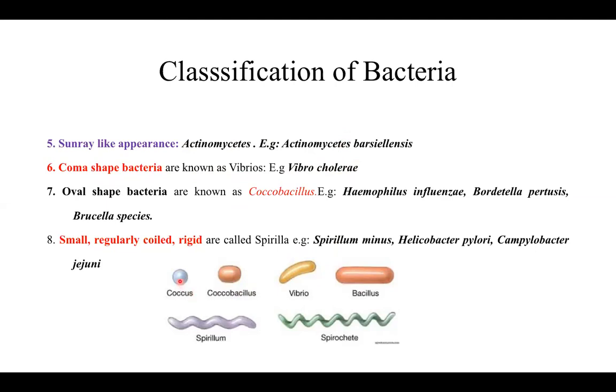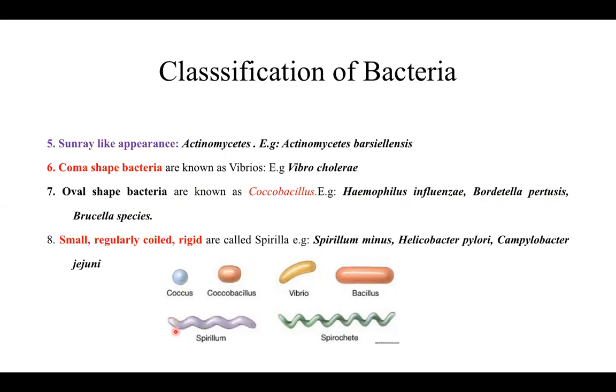Some bacteria appear as oval structures. They are neither cocci nor bacilli, but their shape is in between the cocci and the bacilli. These oval-shaped bacteria are known as coccobacilli. Examples of coccobacilli are Haemophilus influenzae, Bordetella, and Brucella species.